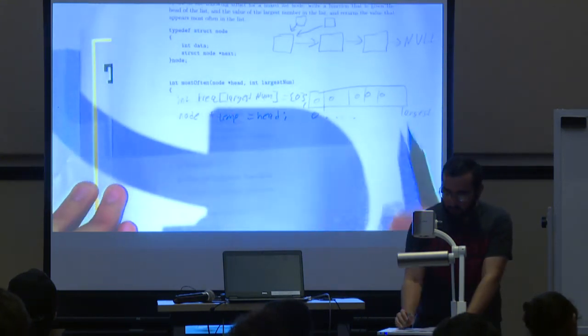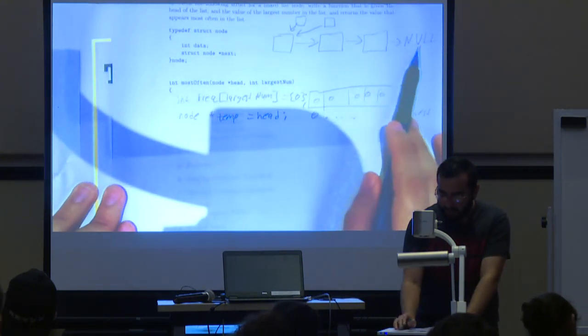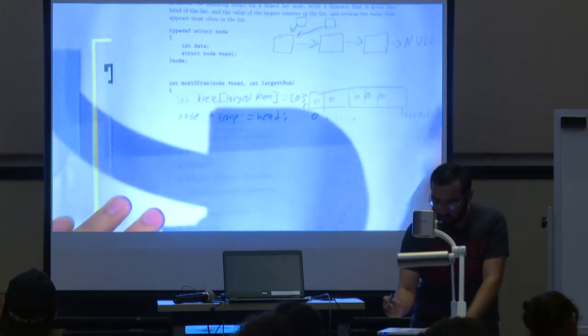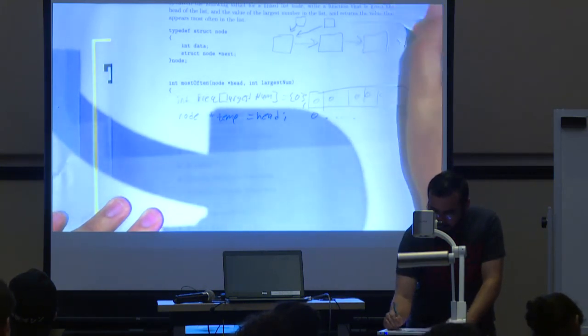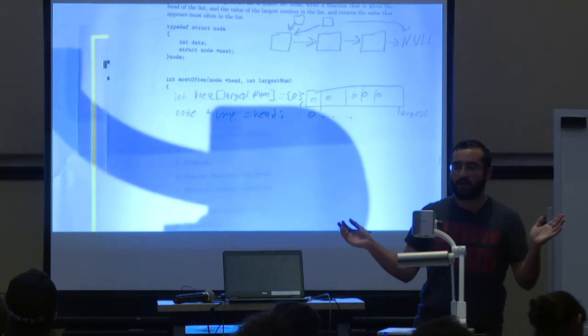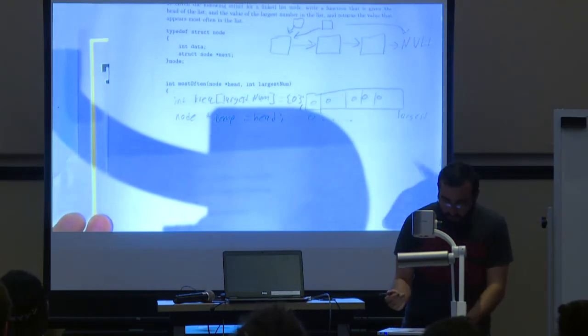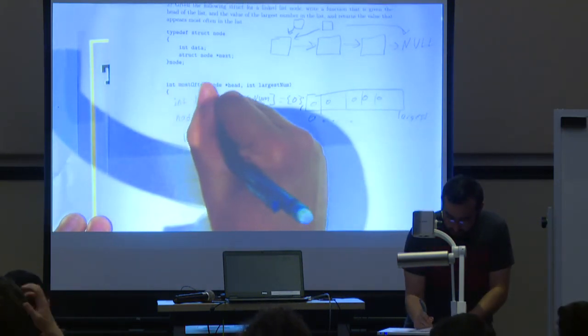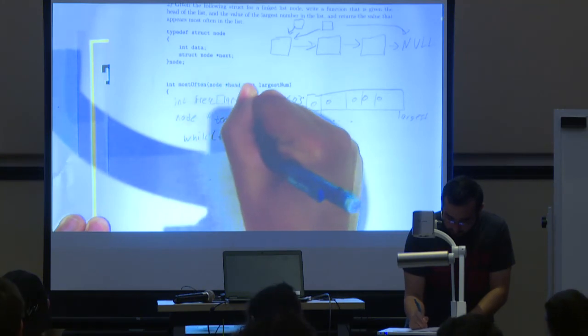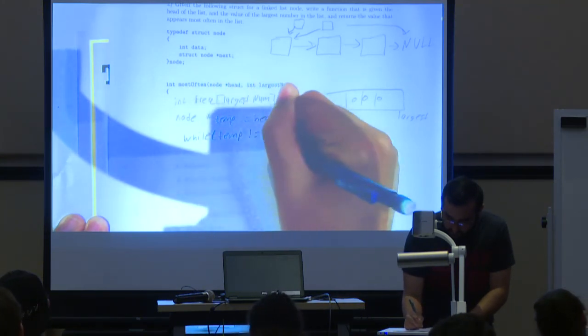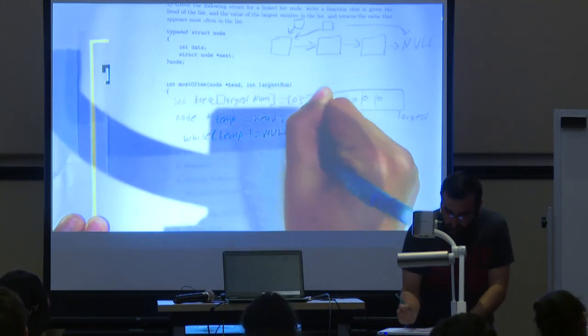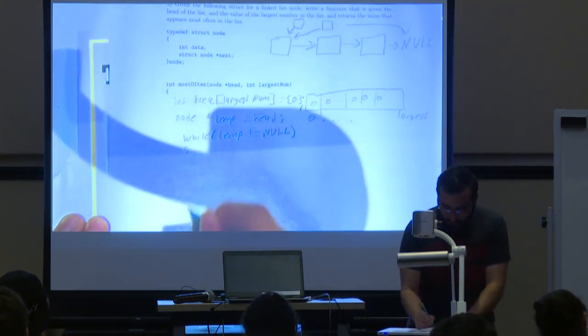So how do we know when we're done? Well, we know we're done if we get to null, right? Because as soon as temp points to that null, that means we've gotten off the end of the linked list, we're done. So I can just say while temp is not equal to null, here's what I want to do.